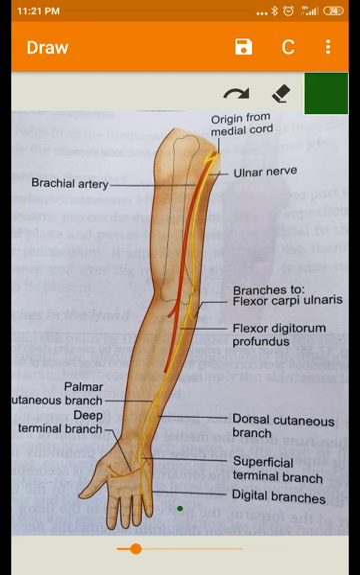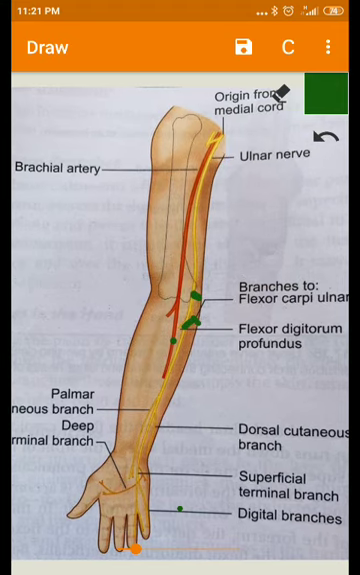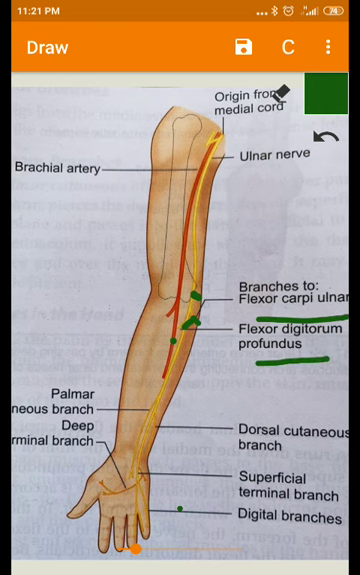Okay, and here, after it gives the cutaneous branches in the forearm, so the nerve supply in the forearm is over here. In the forearm it gives some articular branches to the elbow joint on the posterior aspect, and it gives two muscular branches, one for flexor carpi ulnaris and one for flexor digitorum profundus, and two cutaneous branches, one is the palmar cutaneous branch and the other the dorsal cutaneous branch.